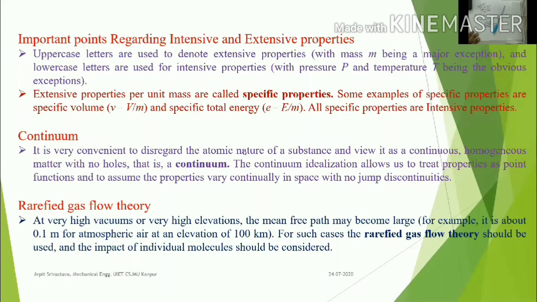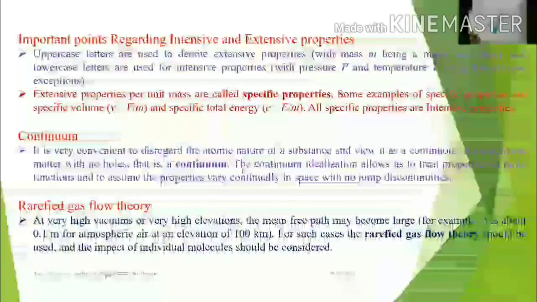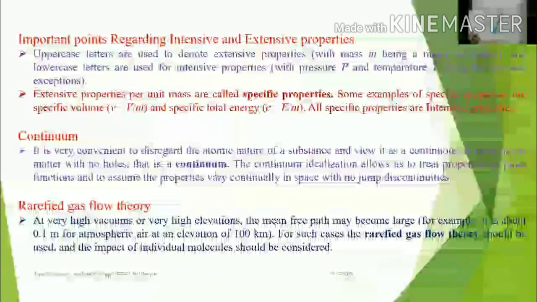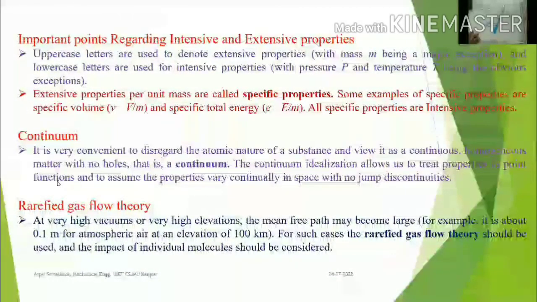Okay. So in the continuum, it is very convenient to disregard the atomic nature of a substance and view it as a continuous, homogeneous matter with no holes. This is a continuum. The continuum idealization allows us to treat property as a point function and to assume that properties vary continually in space with no jump discontinuities.